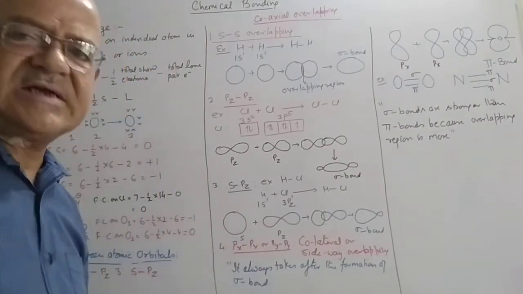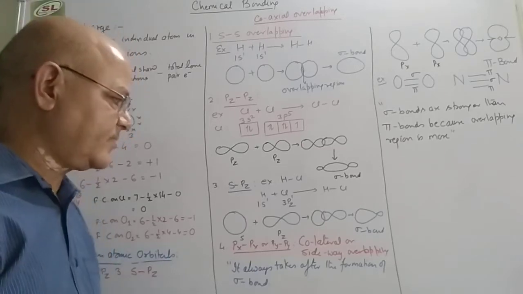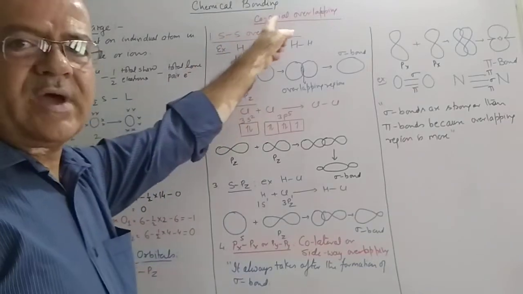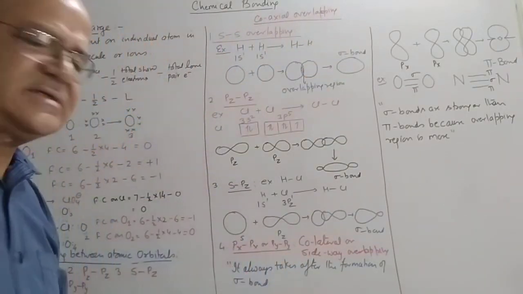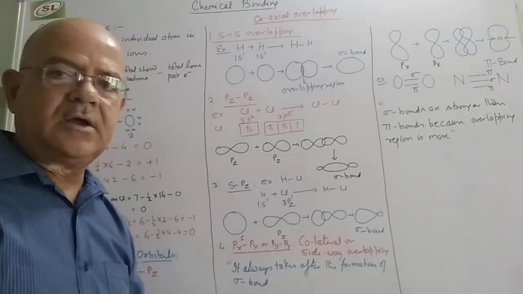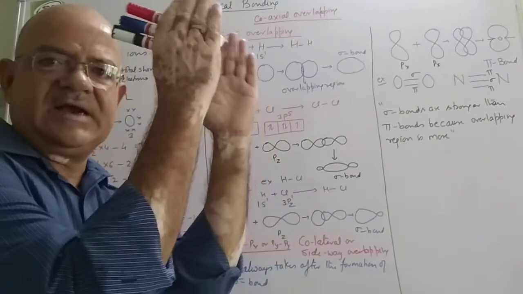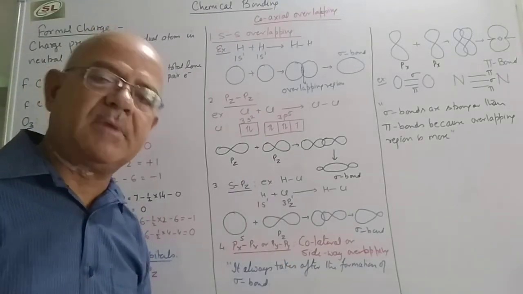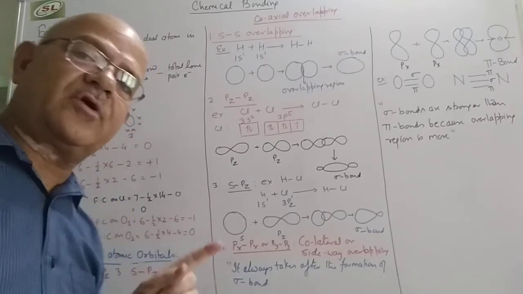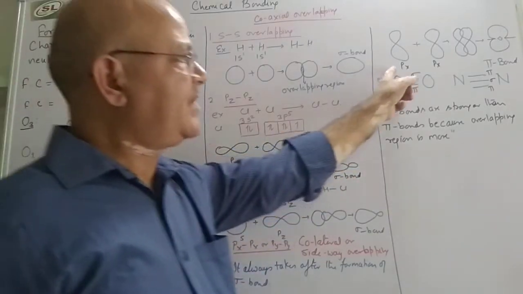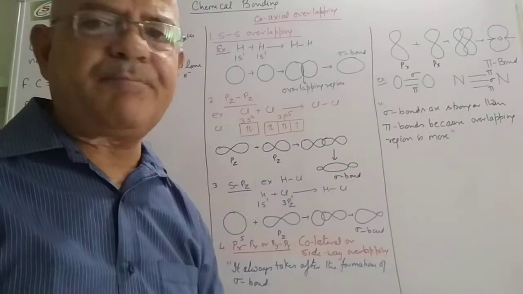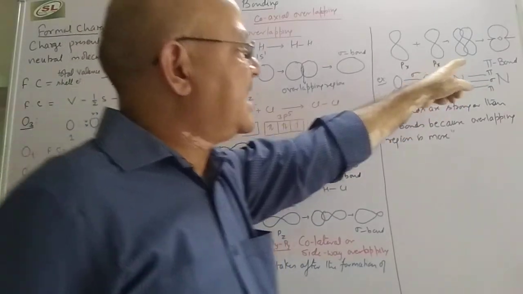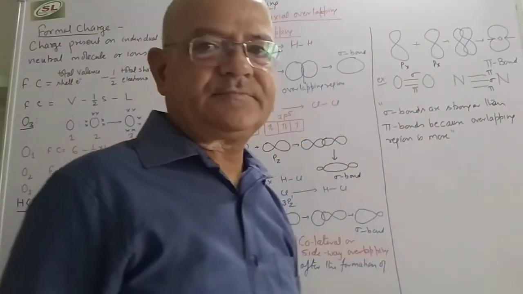How does the PX or PY overlapping take place? These three sigma bonds are formed by coaxial overlapping, while PX or PY overlap with each other in a collateral way, or sideways overlapping. It is like this, sideways. It always takes place after the formation of a sigma bond. A pi bond forms after the formation of a sigma bond. I have taken 2 PX. Here we can take PY also. So when they overlap with each other, as a result the pi bond is formed like this.